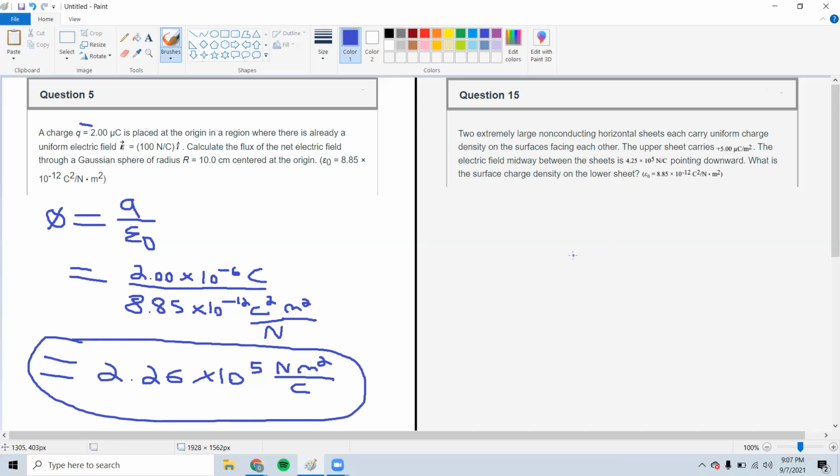So now for question 15. Question 15 states that 2 extremely large non-conducting horizontal sheets each carry uniform charge density on the surfaces facing each other. The upper sheet carries plus 5 microcoulombs per meter squared. The electric field midway between the sheets is 4.25 times 10 to the power of 5, pointing downwards. What is the surface charge density of the lower sheet?